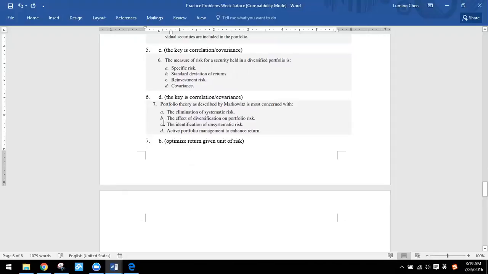C, the identification of unsystematic risk. No. Active portfolio management to enhance return. No. It's risk-adjusted return, not absolute return. So according to Markowitz, we need to optimize return given a unit level of risk.